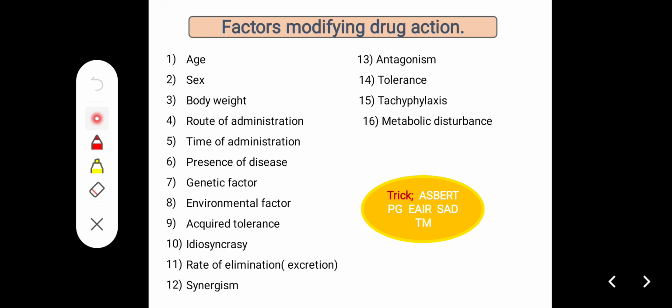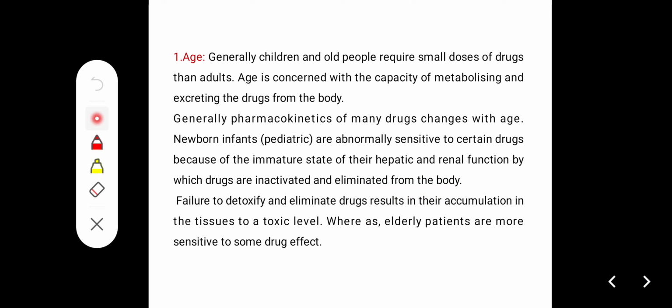One by one we learn about that. First is age. Generally, small children and old people require a smaller dose as compared to adults, because in small children the organs, like the metabolism organ, the liver, and the excretion organ, the kidney, are not properly developed, and in old people the liver and kidney don't work properly. That affects metabolism, that is inactivation of drugs.